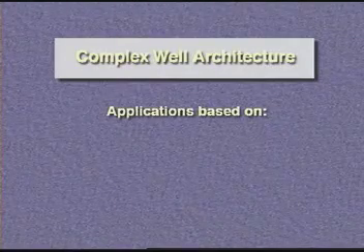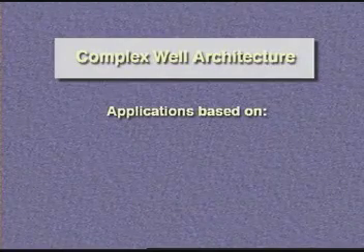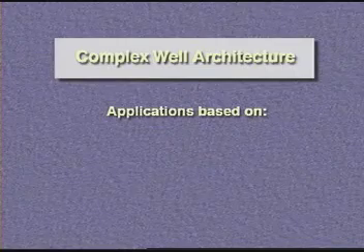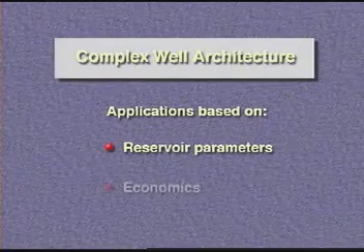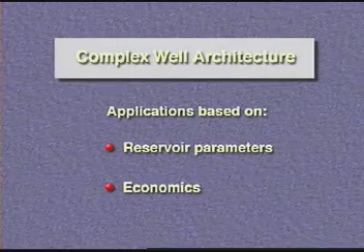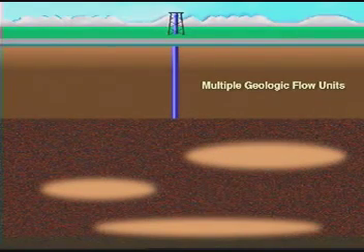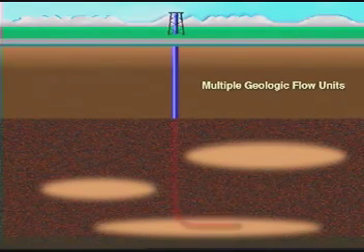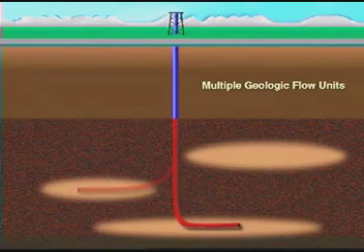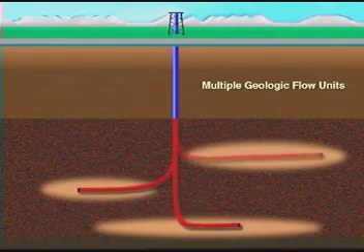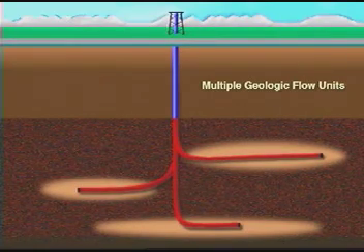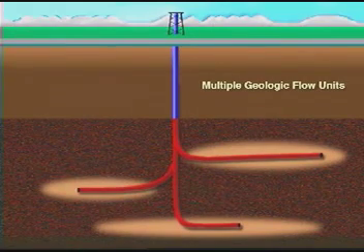The applicability of any well configuration, complex architectures included, depends on reservoir parameters and economic considerations. Multilateral wells, for example, are appropriate for targeting different geological flow units from a single vertical trunk. This enables us to develop fields with fewer surface locations.